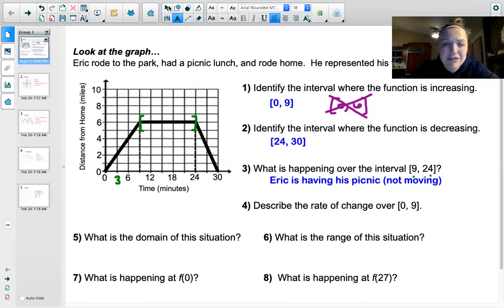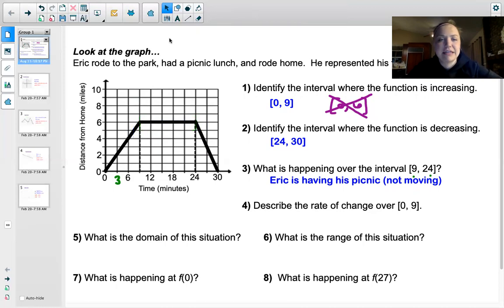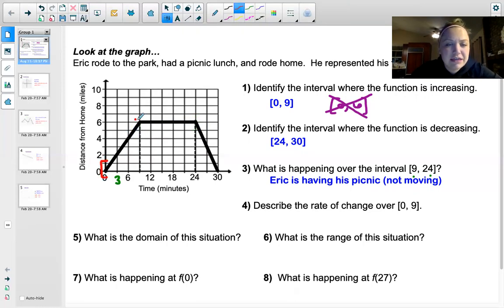We're going to use those intervals again, and delete that out. So I go from 0 all the way to 9.